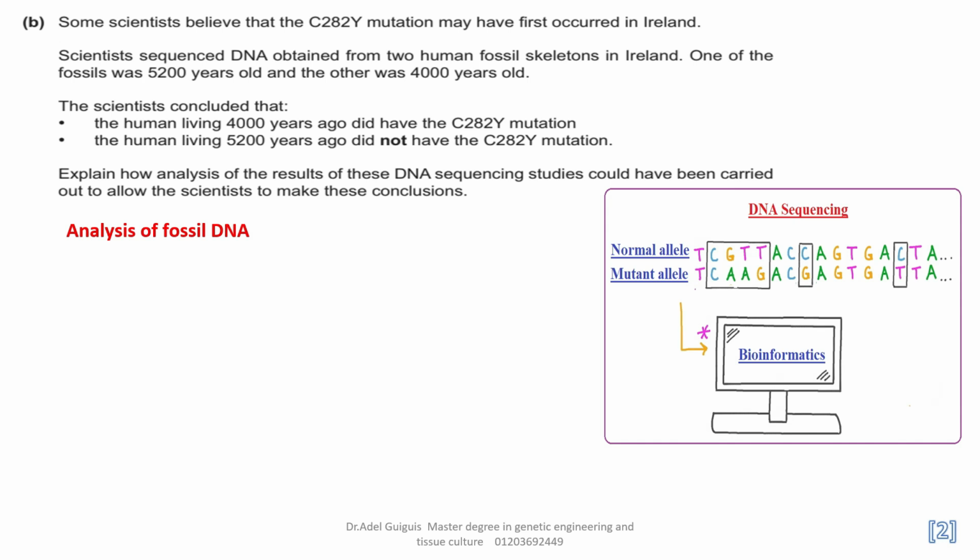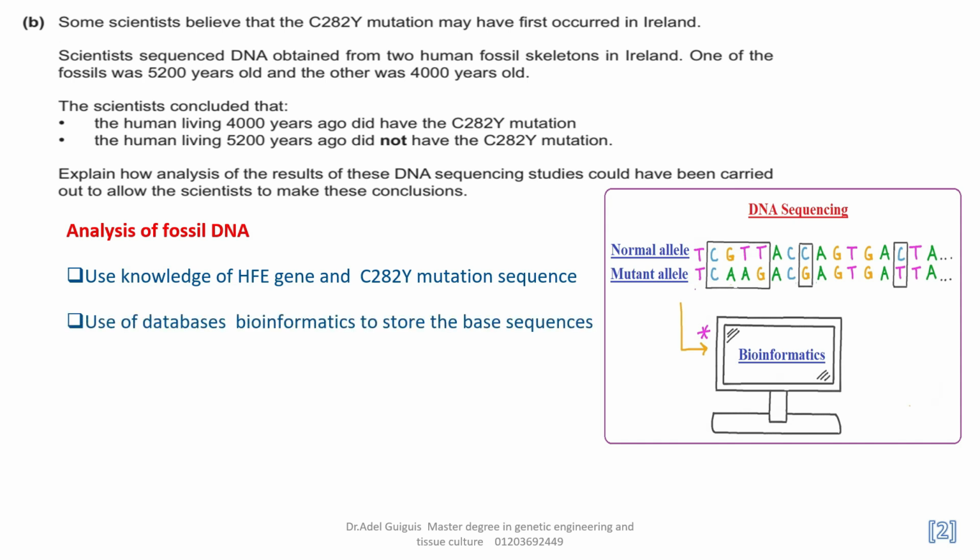these results with the database in the computer system, they find the mutation in the recent human fossil skeleton and did not find this mutation in the oldest fossil. Okay, by comparing this sequencing with the database stored in the computer system or software programs. Look please, they use knowledge of the HFE gene and the C282Y mutation sequence. Both are known, both are stored inside database programs.